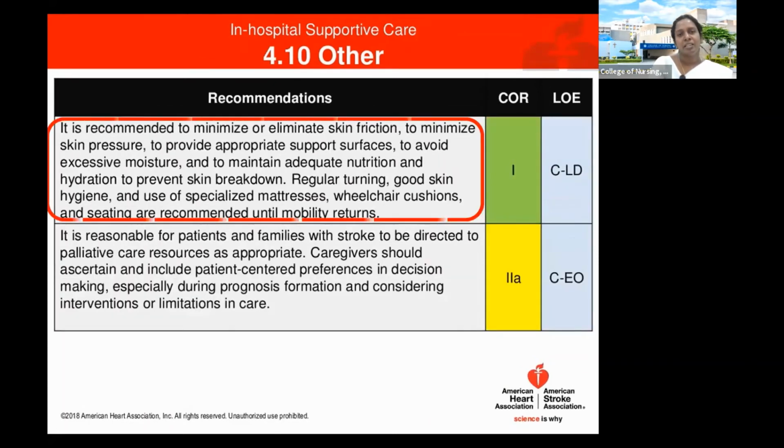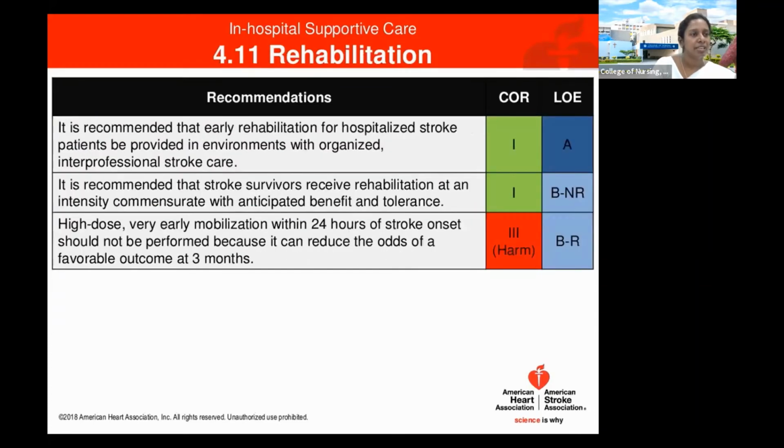The main thing is care when a patient is bedridden, preventing pressure sores. Skin pressure areas have to be covered, prevent skin breakdown, good nutrition. We have to teach patients how to ambulate or how to mobilize a patient from bed to wheelchair. Those kinds of teachings can be given.